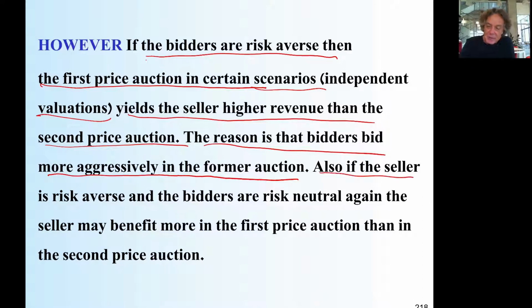Also, there's another thing. If the seller is risk averse and the bidders are risk neutral, again, the seller may benefit more in the first price auction than in the second price auction. So either the bidders are risk averse or the seller is risk averse, first price auction outperforms second price auction. If we are talking about risk neutrality, the opposite is correct.